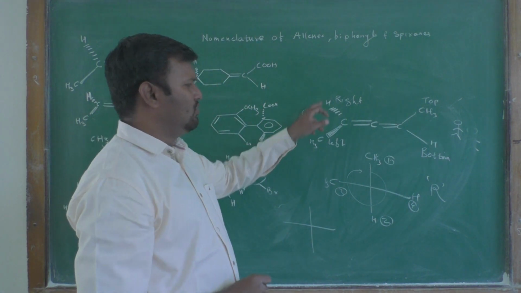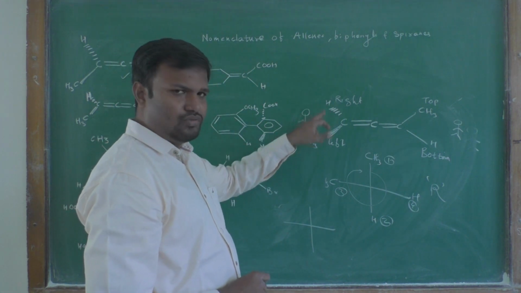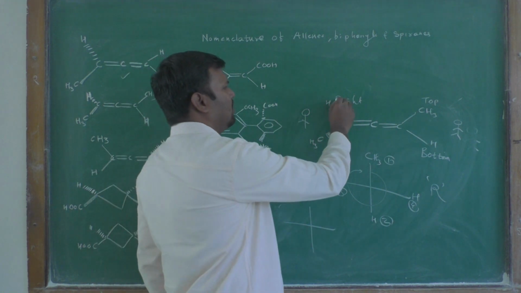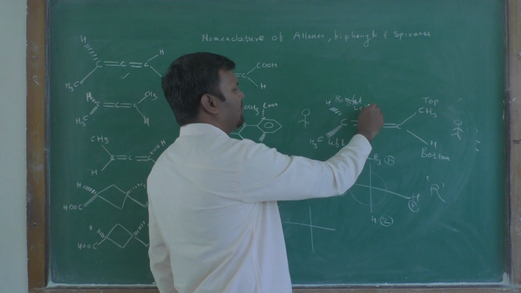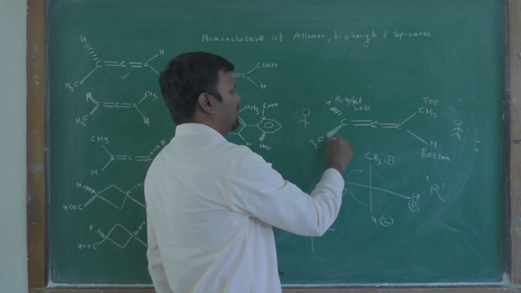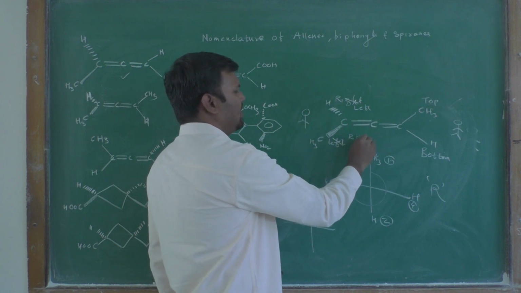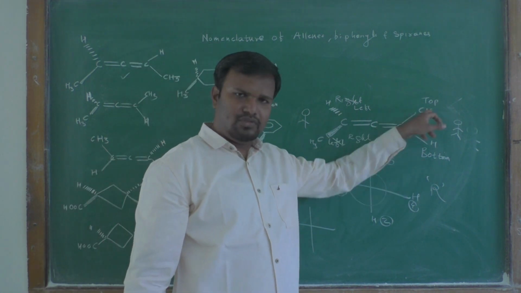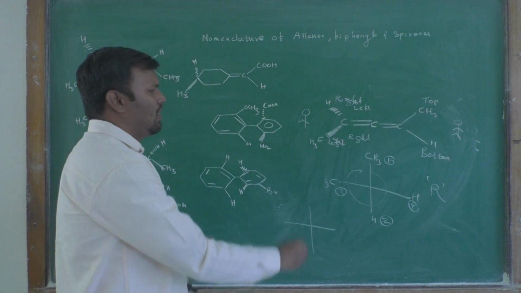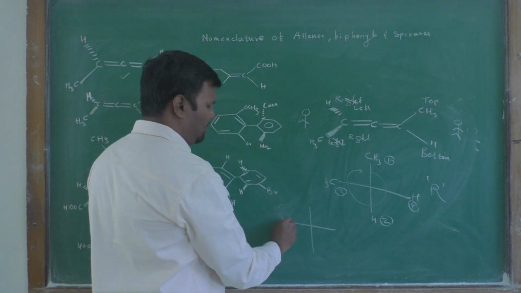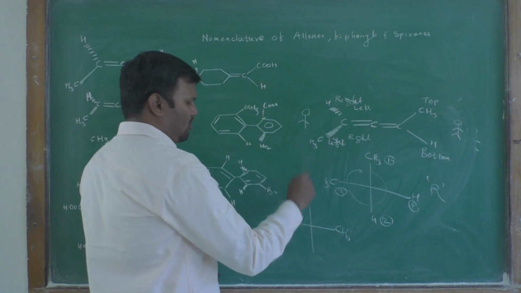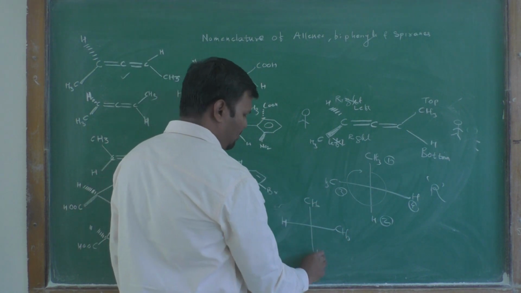You observe first, you have to give the priority to these two groups. When you look at this group from this side, hydrogen should be on the left-hand side and this group should be on the right-hand side. No change is there. Top and bottom remain the same. When you look, this hydrogen is at the left-hand side, CH3 is at the right-hand side, the top is CH3 and the bottom is hydrogen.